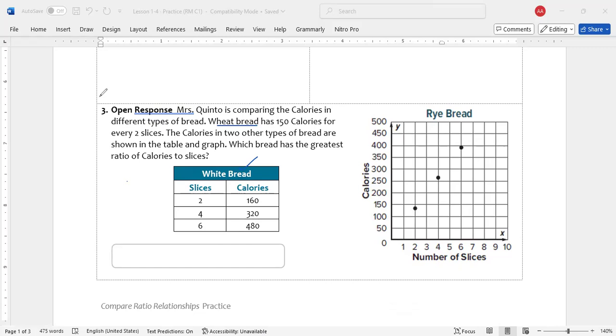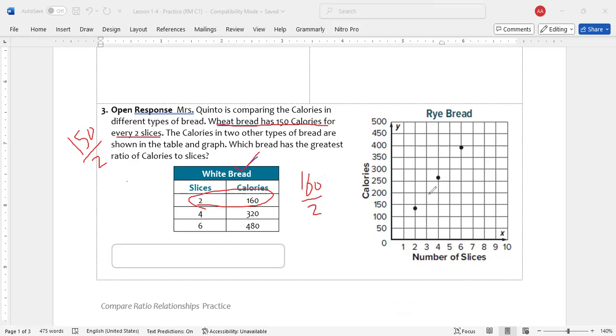So first of all, I will write one ratio from the word problem. It's written here that wheat bread has 150 calories for every two slices. So I can write the ratio in this form: 150 calories for two slices. One thing is sure, that our denominator should be the same. For every two slices, how many calories in white bread? So now I'm moving towards the white bread that is given in the table. I will see, for two slices, how many calories are here? It's 160 over 2. This is the second ratio, and that is for white bread.